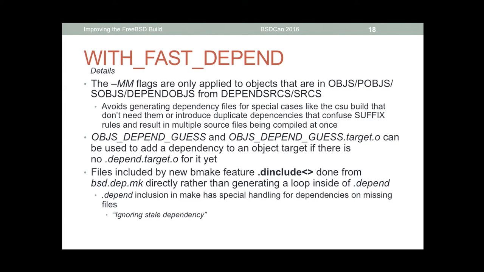I easily could have just fixed that makefile, but this feature is enabled for the entire BSD build system, including ports and downstream vendors, and I wanted to ensure that I didn't break the same thing for other people. So I made this behave how makedepend would have behaved. So if it's not in objects, pobjects, so objects, depend objects, or depend sources or sources, pretty much it doesn't get a depend file. There's still some extra work that needs to go into that.